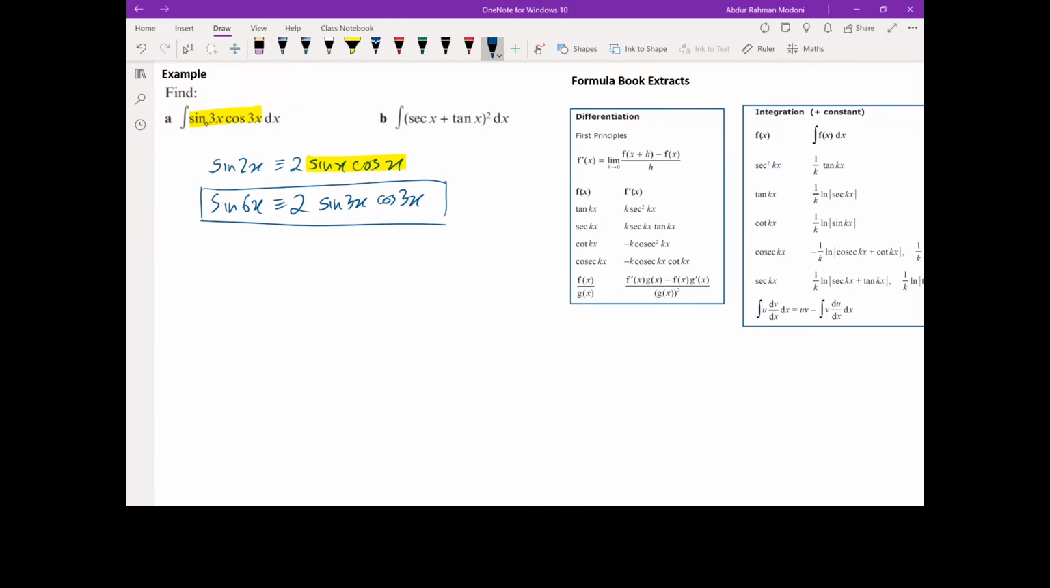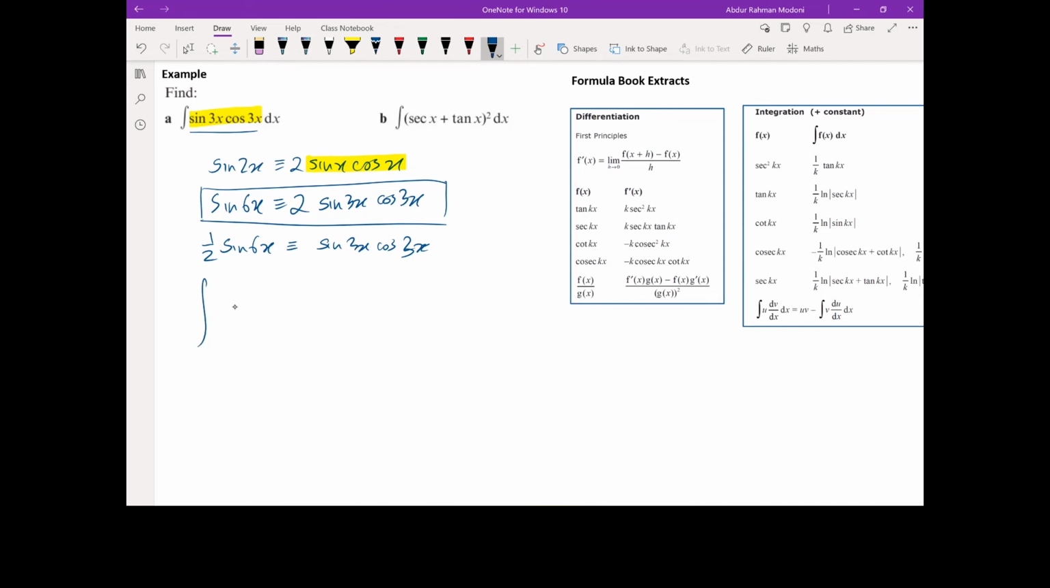Now I need to get to that sine 3x cos 3x that I have in my question. So that's the same as saying sine of 6x over 2, or times by half, is identical to sine 3x cos 3x. So this is all using identities. Now I've used my identity to find out what sine 3x cos 3x is equivalent to. So then I can go and write down my integral again.